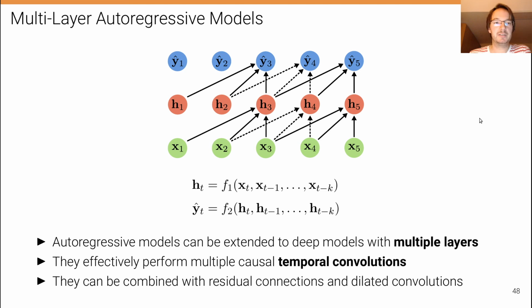Of course, these types of models can now be combined with all the tricks that the community has developed in standard deep neural networks, such as residual connections across layers, and also dilated convolutions in order to increase the receptive field size much more rapidly while keeping the parameters the same.